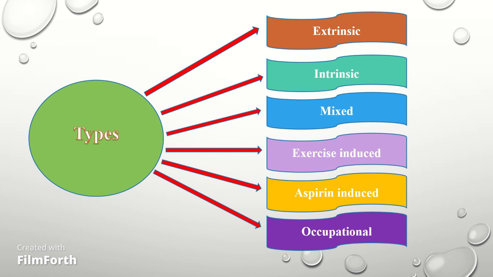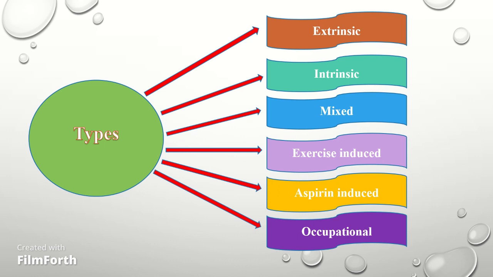Now, the next one is intrinsic asthma. It is also known as non-allergic asthma. It refers to some manifestations of airway obstruction, but its causes are unidentified or non-specific factors in the environment. This type of asthma is non-immunoglobulin mediated. It may be caused by change in temperature, viral respiratory infection, and emotional stress or excitement.